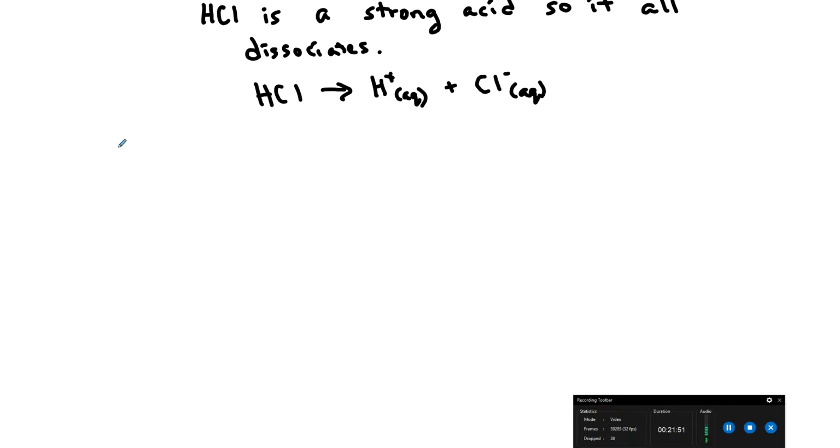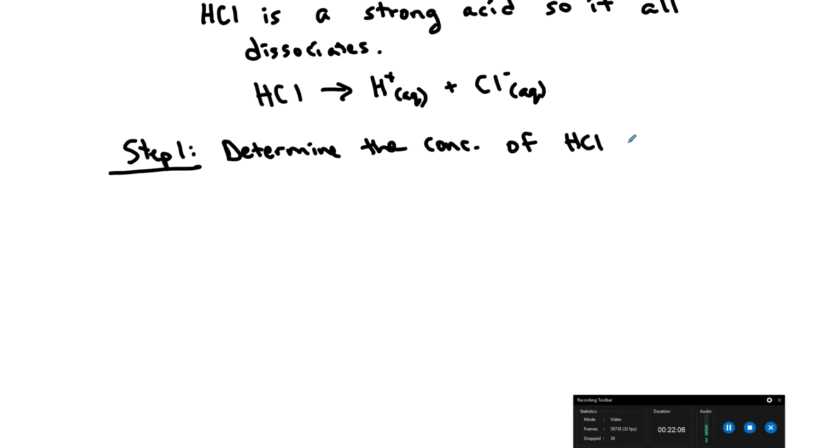Okay, so step one is determine the concentration of the HCl solution. Our first step: we're in grams of HCl. In order to get a proper concentration, we need to get that into moles, so we can get our concentration in moles per liter.